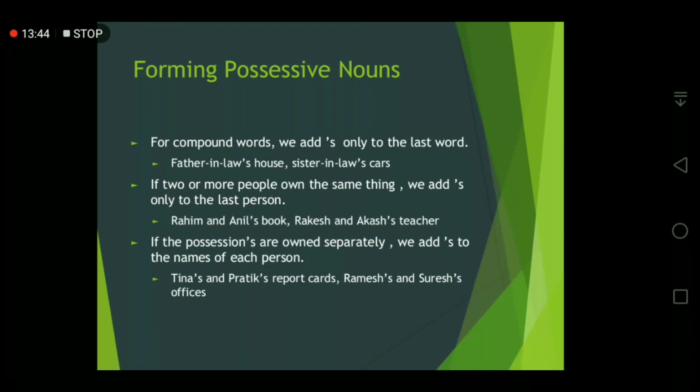So I hope you all understood well about possessive nouns. I have already posted one video on nouns, and possessive nouns are also in that video, so you can watch it again. But still, forming possessive nouns and the uses of possessive nouns, I have explained to you. So keep learning, read the books and try to do the exercises.